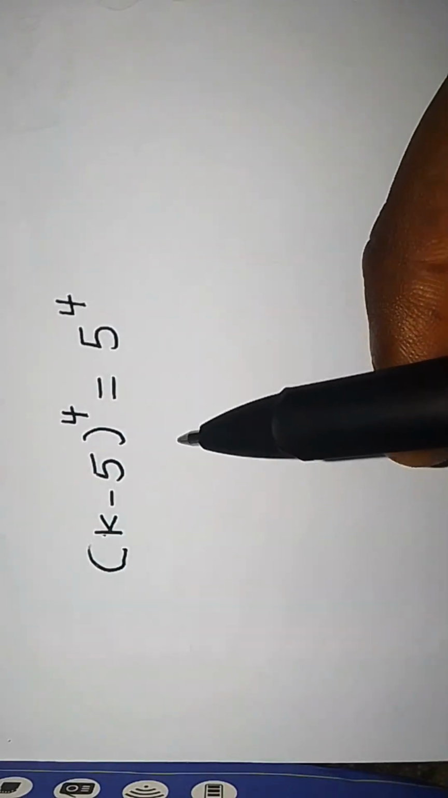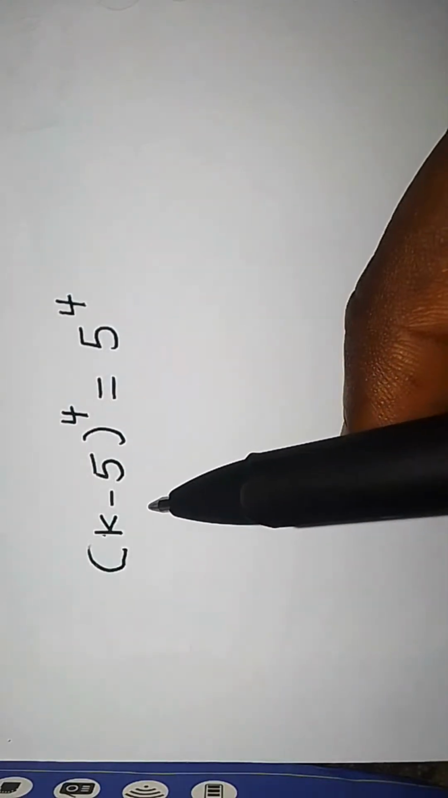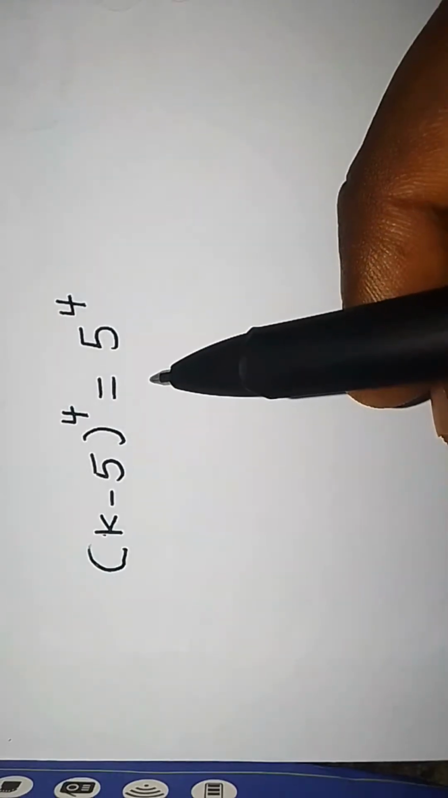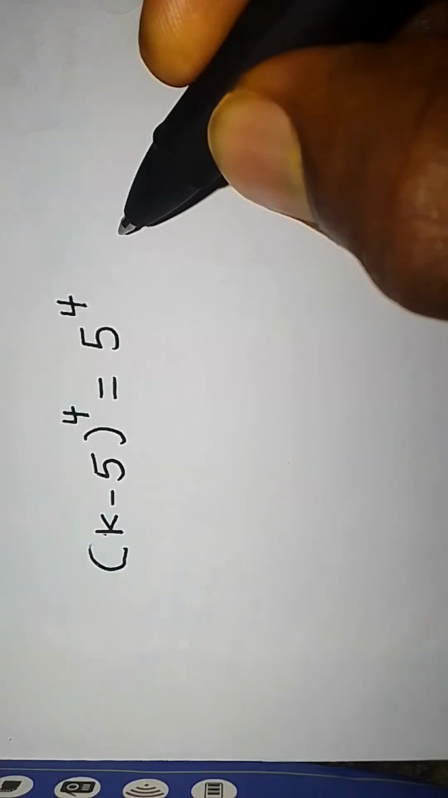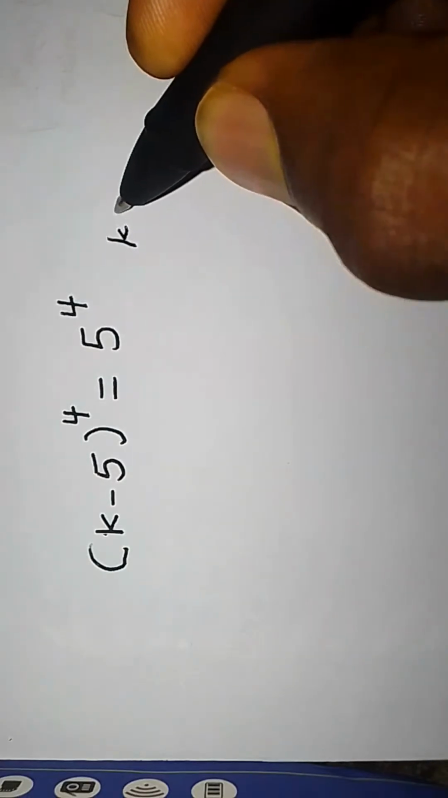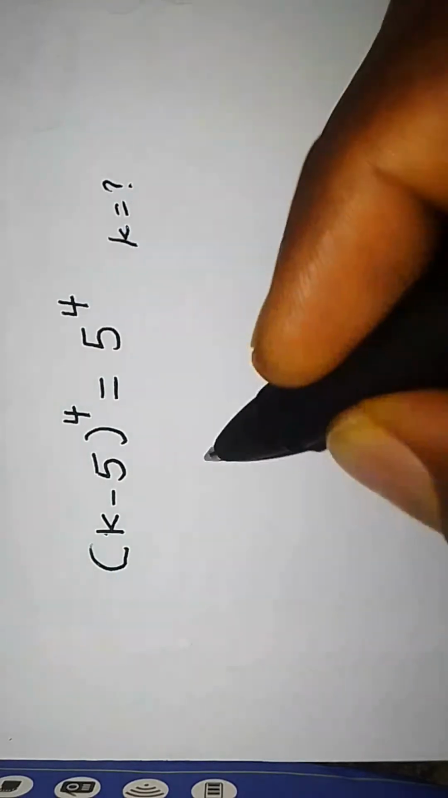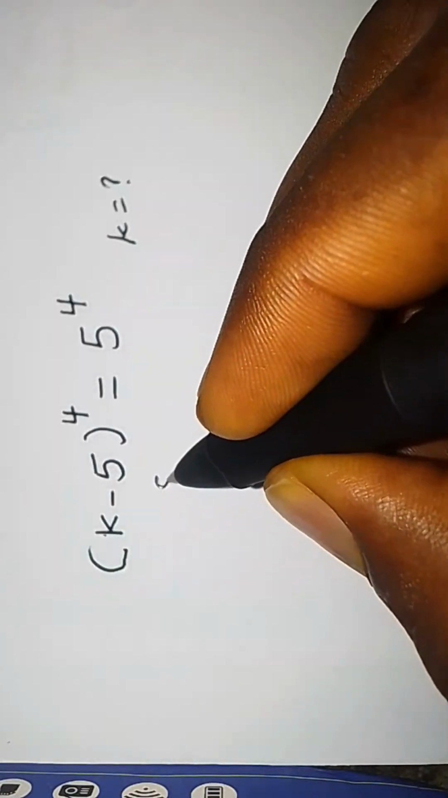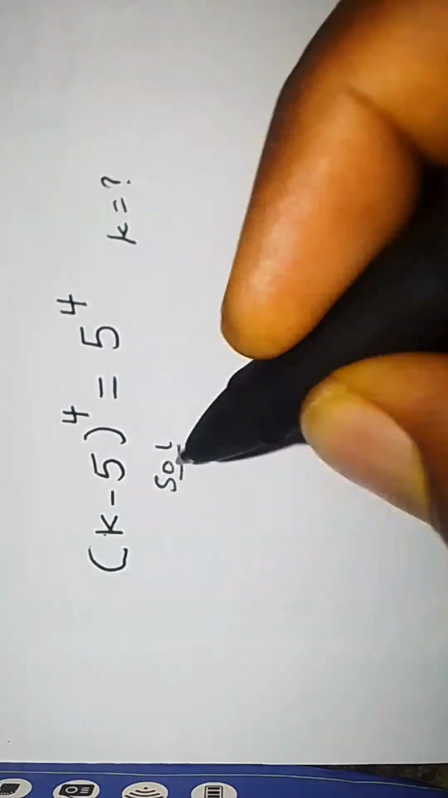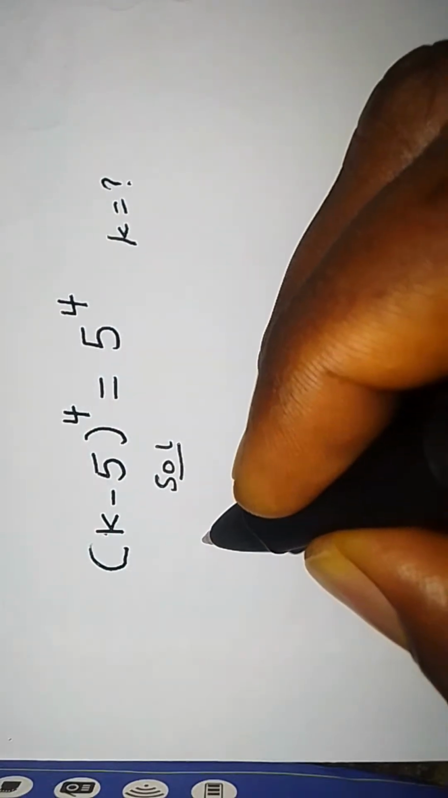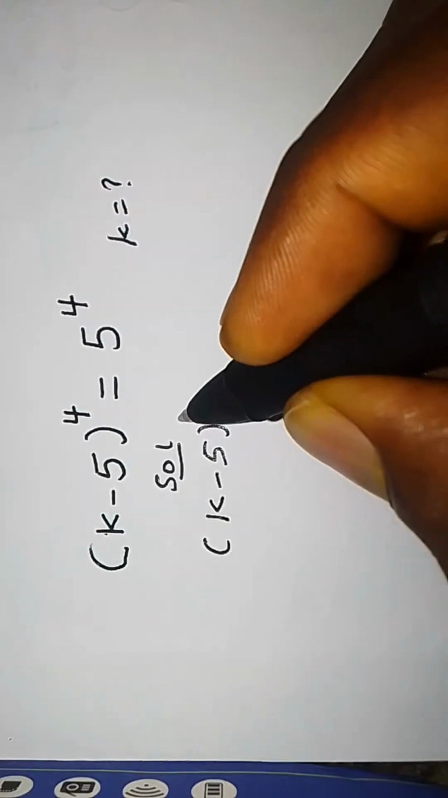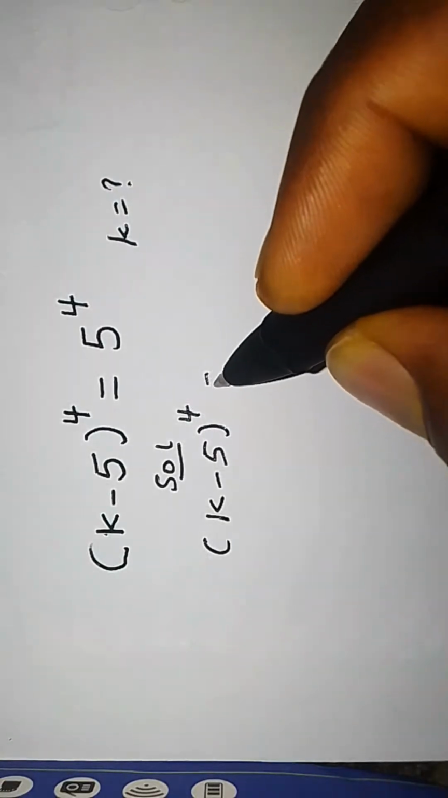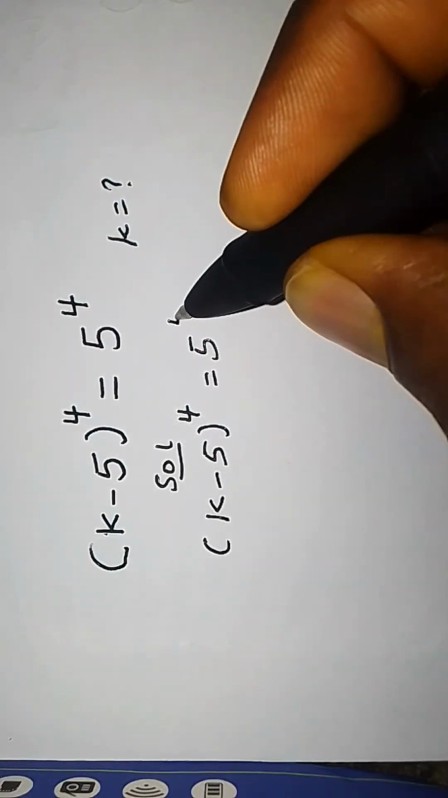Here we have a nice math algebra problem: (k minus 5) to the power of 4 equal to 5 to the power of 4. We want to find the value of k. Solution. Let's get down the question first. (k minus 5) to the power of 4 is equal to 5 to the power of 4.